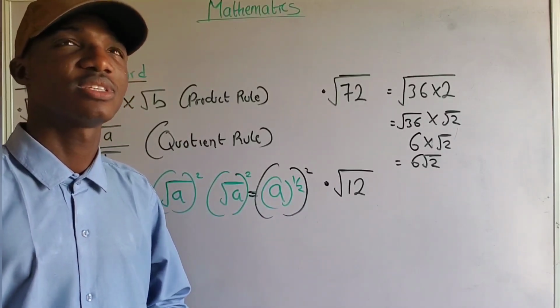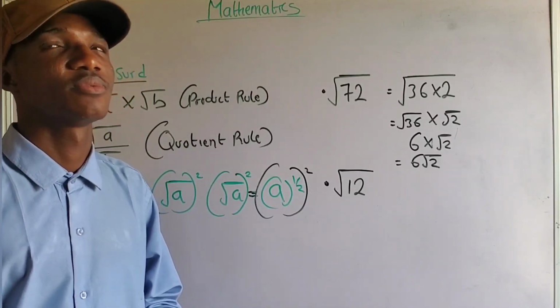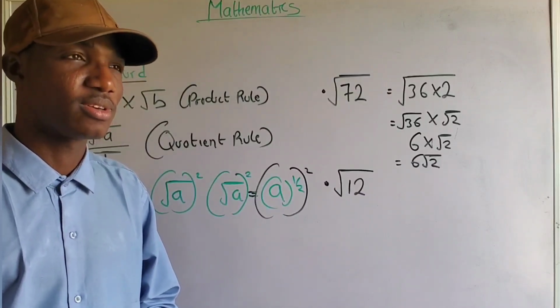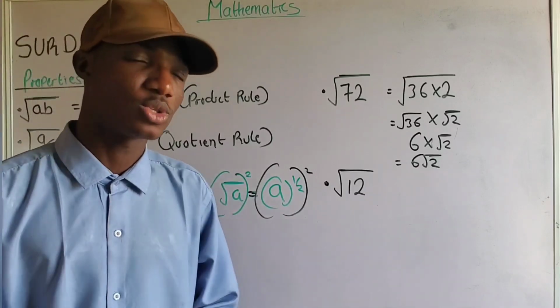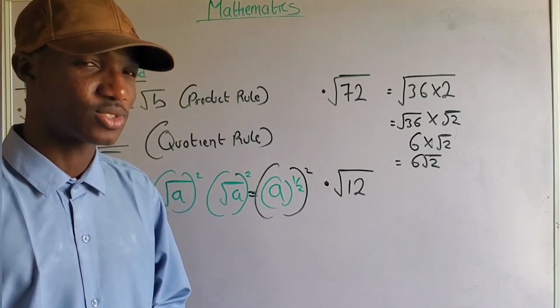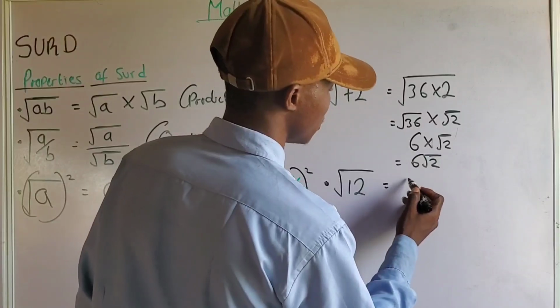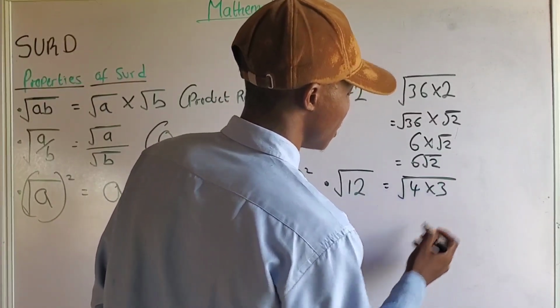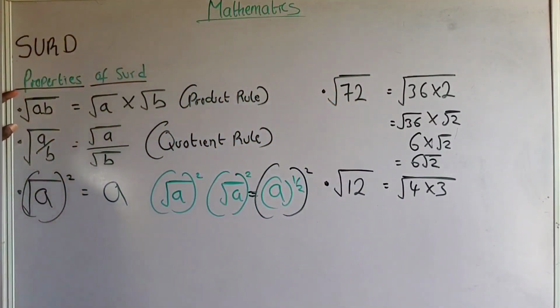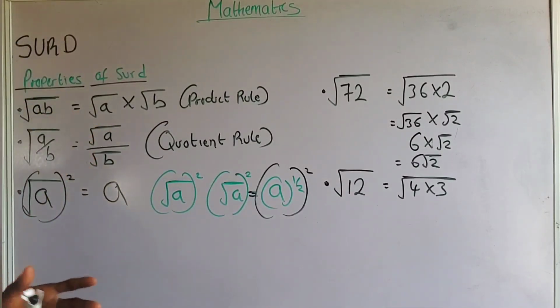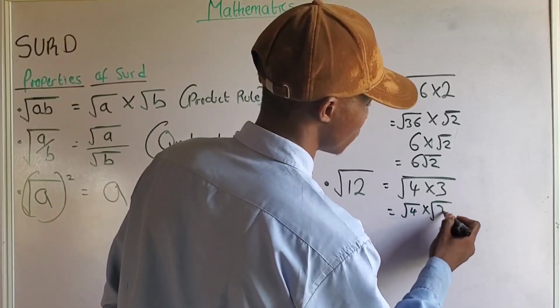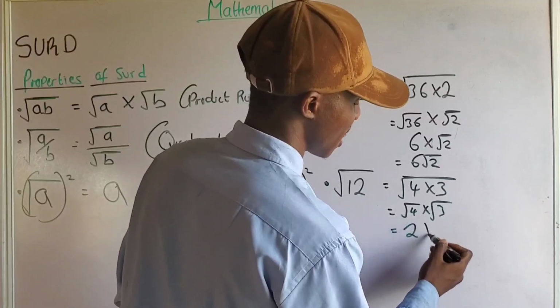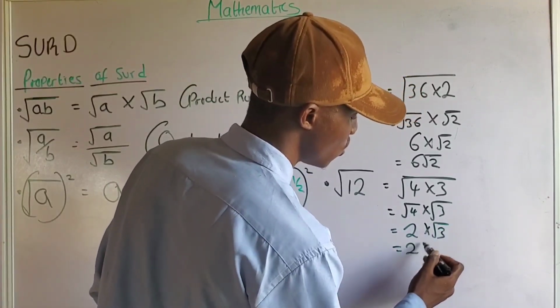Now, what is the highest factor of 12? 6 is a factor, but it's not a perfect square. 4 is a factor, and 4 is a perfect square. So what number can I multiply by 4 to give me 12? That is 4 times 3. So I can write 12 as square root of 4 times 3. According to the product properties of surds, square root of a times b gives square root of a times square root of b. So I have square root of 4 multiplied by square root of 3. Square root of 4 is 2, so that is 2 root 3.